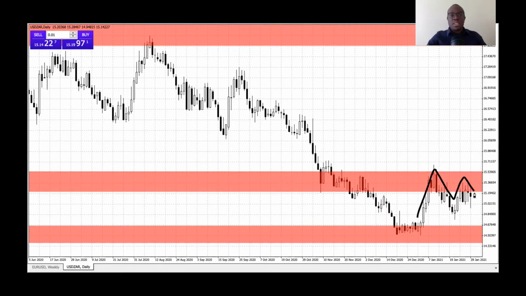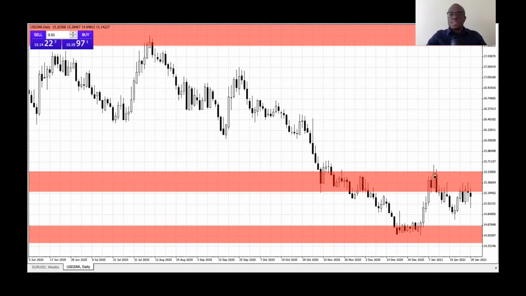Basing on this, we are expecting that since this zone has held as a support zone, we're expecting the movement to the downside, coming probably to break this zone also and continue the downward movement.